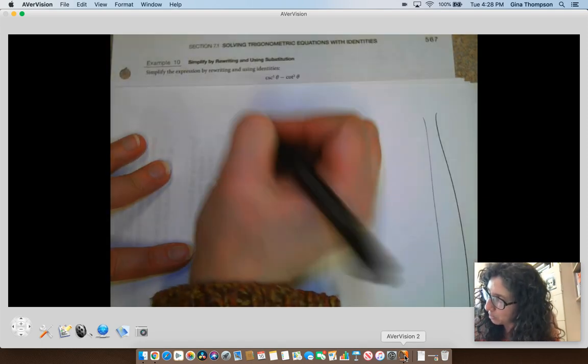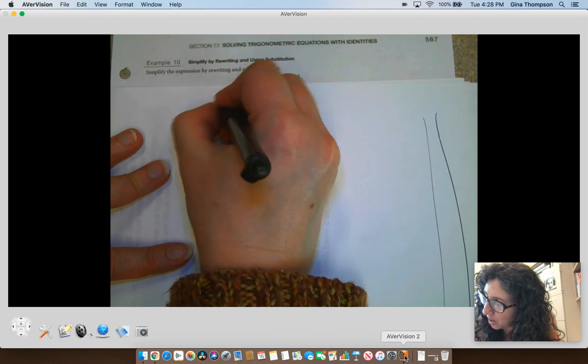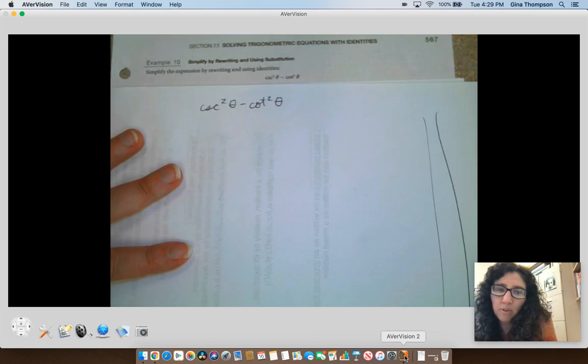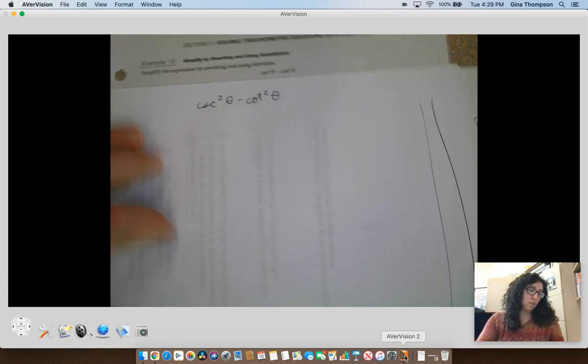All right, simplify this expression by rewriting and using identities. Cosecant squared theta minus cotangent squared theta. How can we simplify this? Okay, so I'm thinking of a few things. We have a difference of squares. We could maybe use that. We also could maybe use Pythagorean identities because we've got squared trig functions.